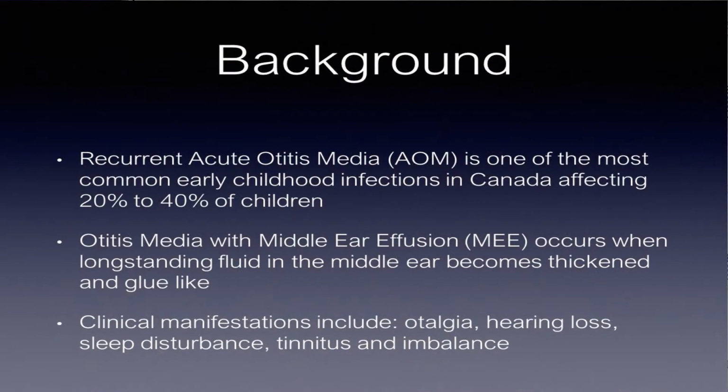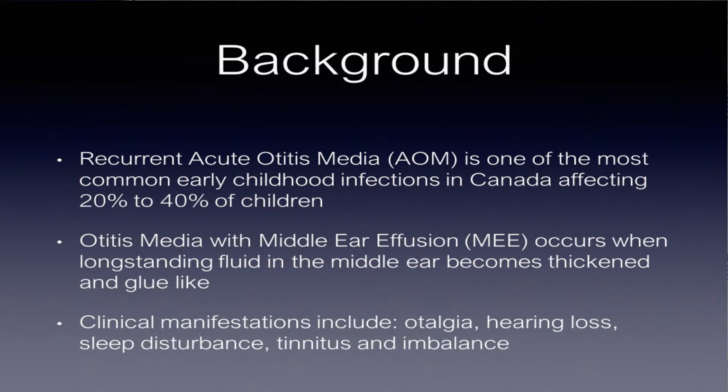As we all know, recurrent acute otitis media, which is defined as 3 ear infections in 6 months or 4 ear infections in 1 year, is one of the most common early childhood infections in Canada. It affects about 20 to 40% of children. 90% of kids have at least 1 ear infection by the time they're 1 year of age.